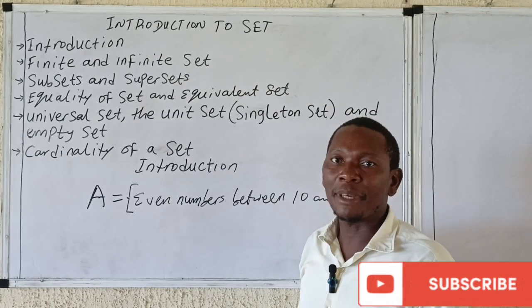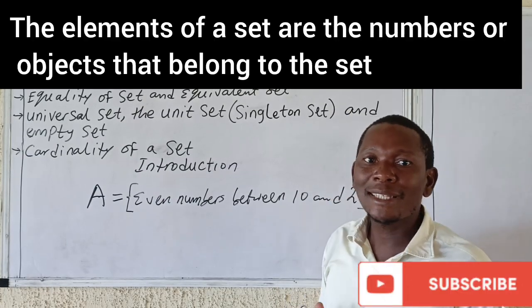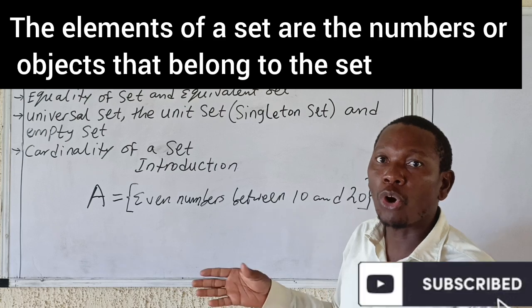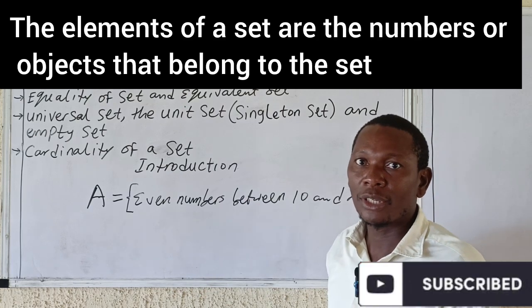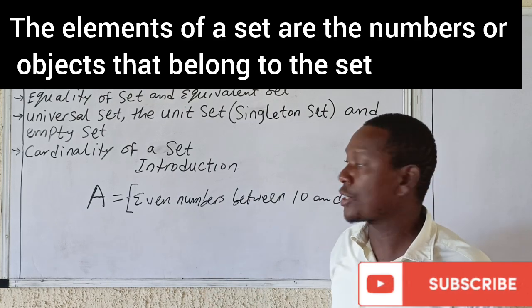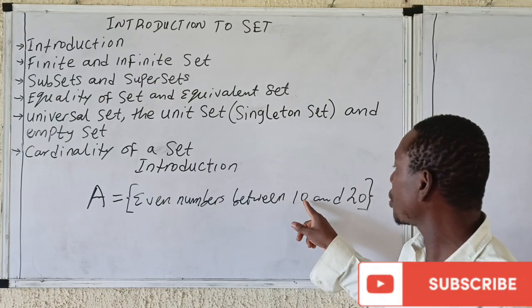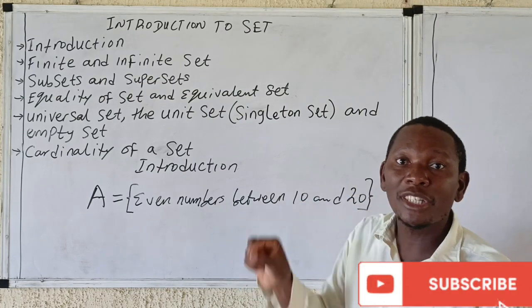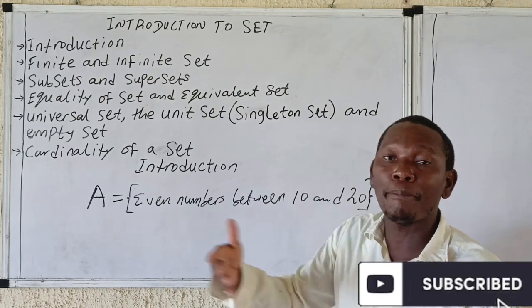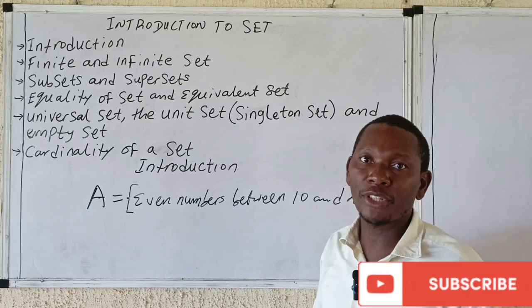What do you understand by the term element of set? These are actually the items or the objects within the set. They are regarded as a member of the set. For example, we have even numbers between 10 and 20. So the even numbers between 10 and 20 are actually the members or the elements of this set.